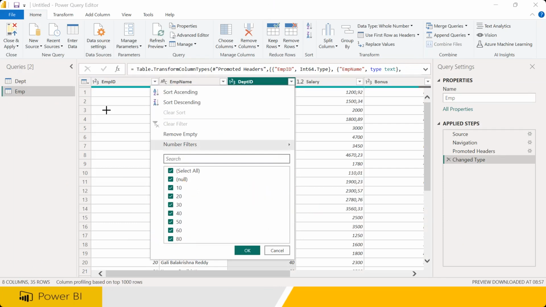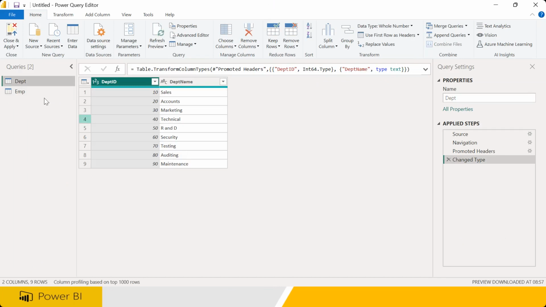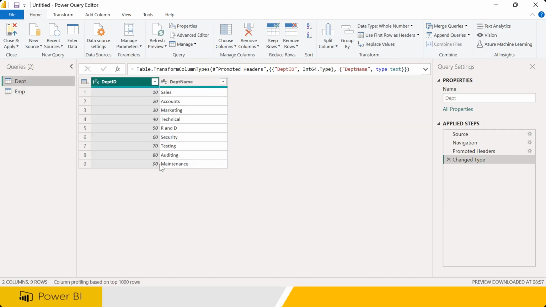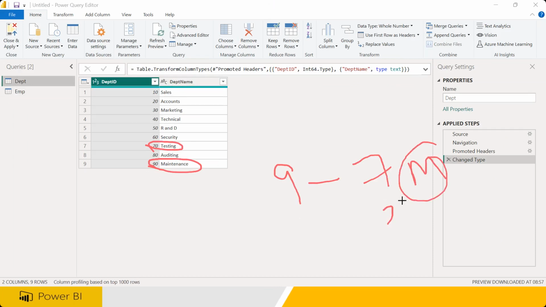What are 70 and 90? 70 is the testing department and 90 is maintenance. So these two departments are available, but no working people are available. These two are the unmatched data because no matching element is available there. So in this table, you have 9 rows, but only 7 rows are matching and 2 rows are unmatched data.